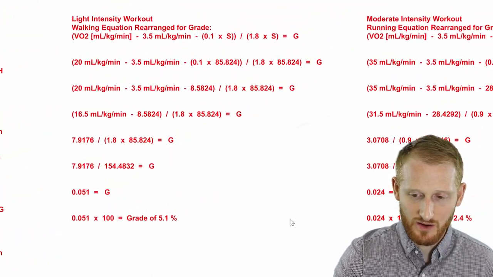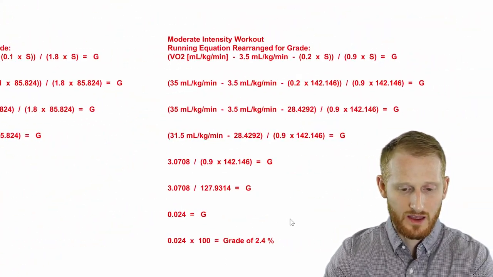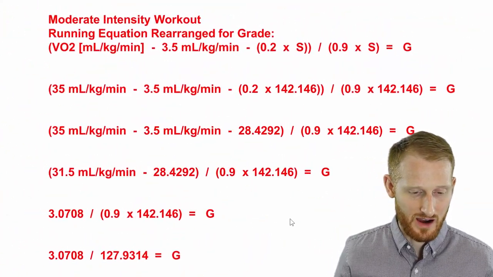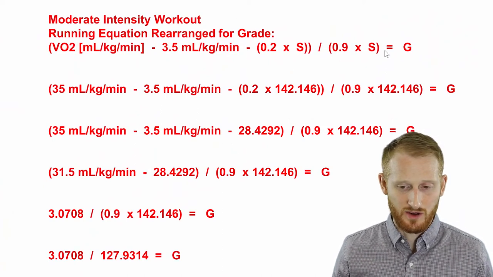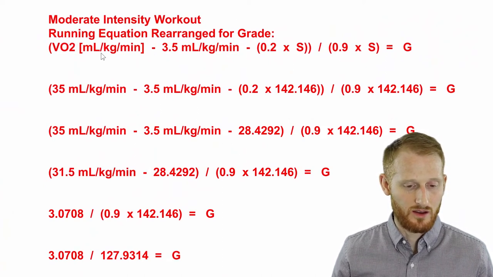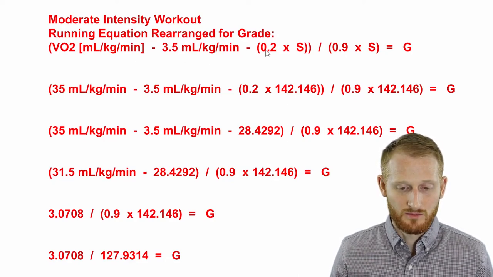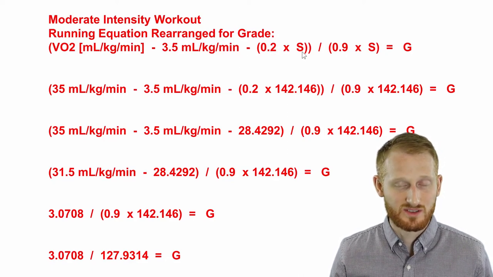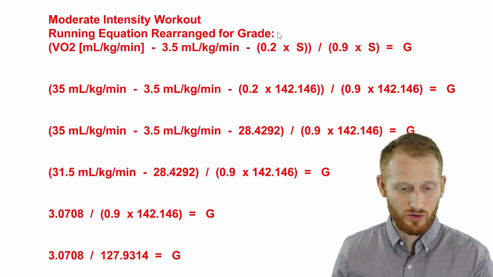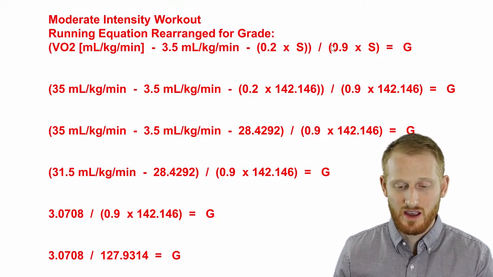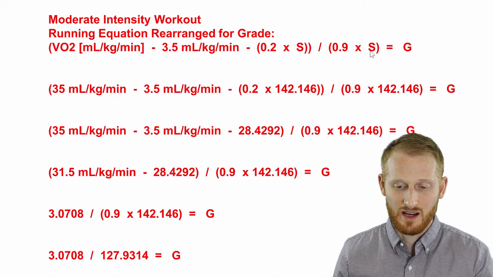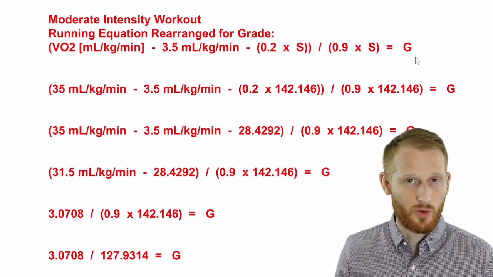The running is very, very similar, but let's go ahead and go through that. Here is our running equation rearranged that we showed before. So VO2 in relative terms, minus 3.5, minus 0.2 times speed in parentheses, and then this whole thing here is in parentheses, and you divide that by 0.9 times speed, also in parentheses, and that equals the G, or grade.